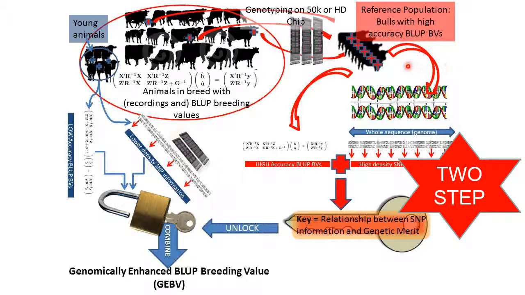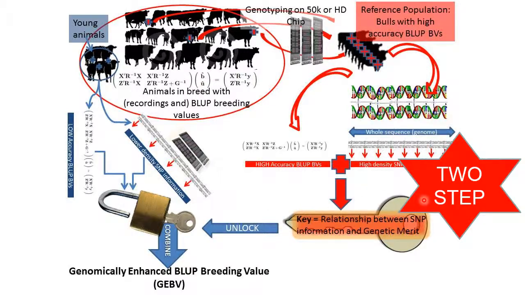where you basically use animals with an extremely high accuracy or reliability for their BLUP breeding values. You genotype those animals on a so-called high density SNP chip, where a lot of the SNPs are known and a relationship is being established between the SNP information of those animals and their BLUP breeding values. And this is usually called the so-called key, and that key is basically then the relationship between the SNP information and the genetic merit of our reference population.